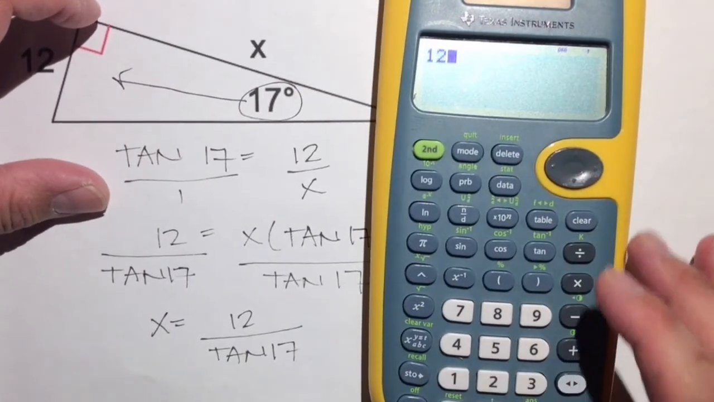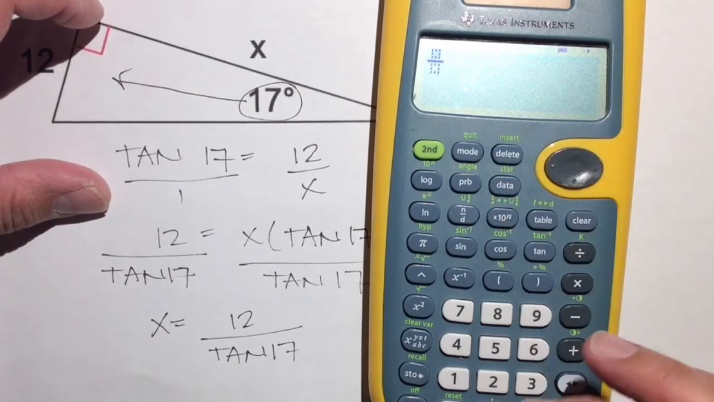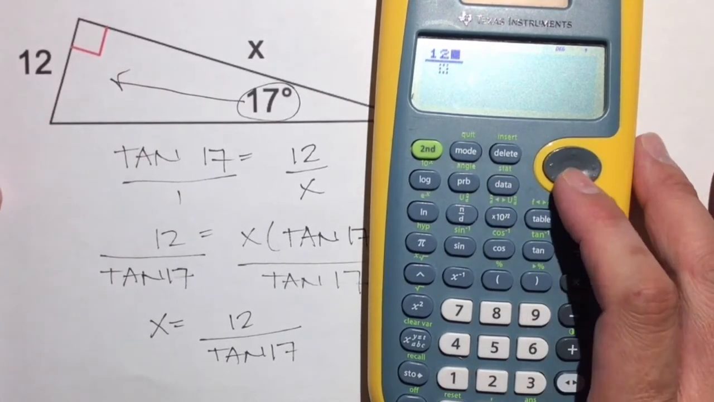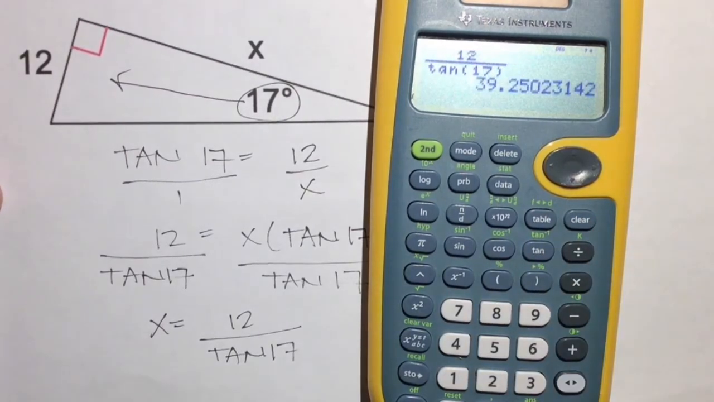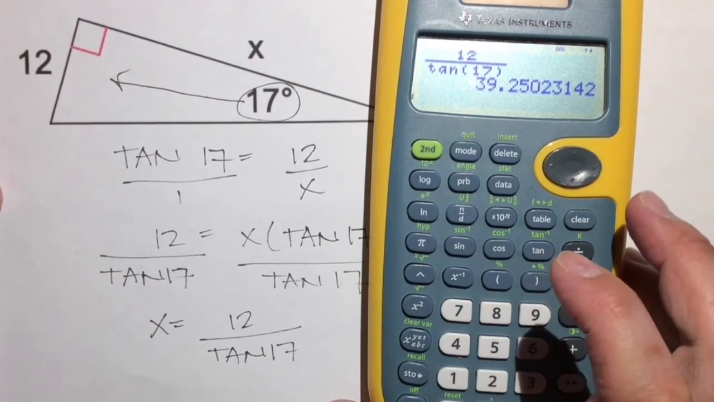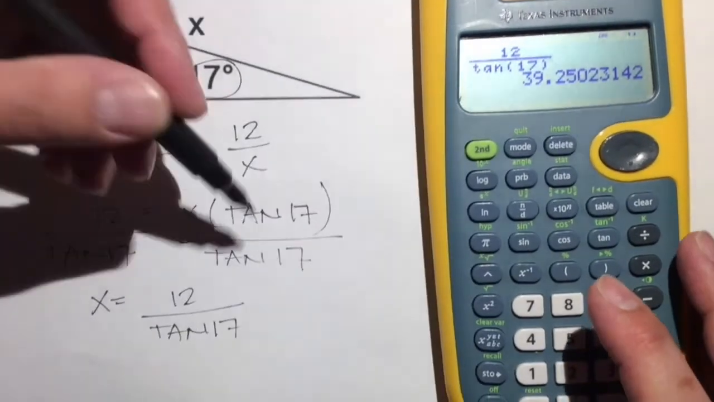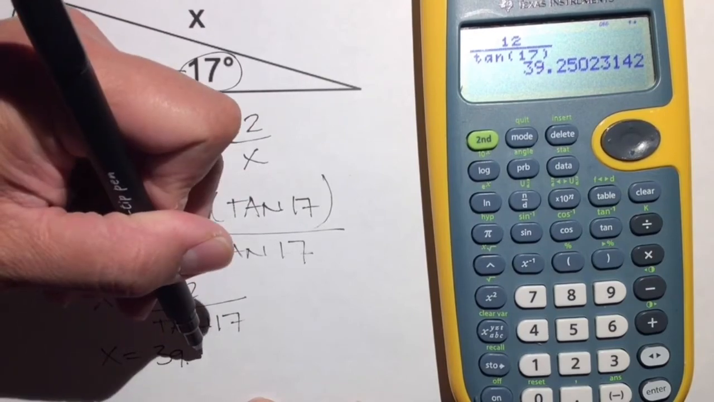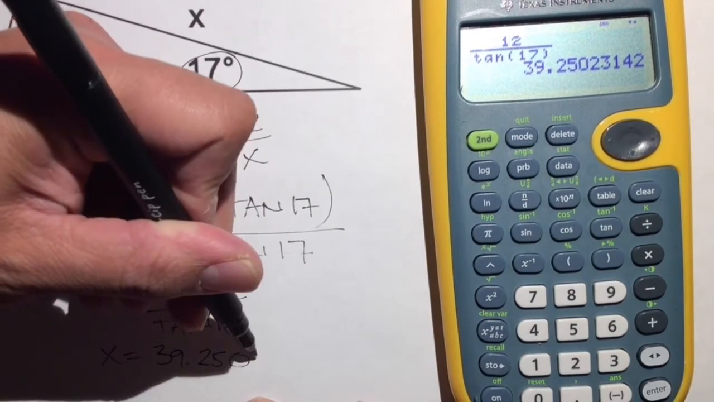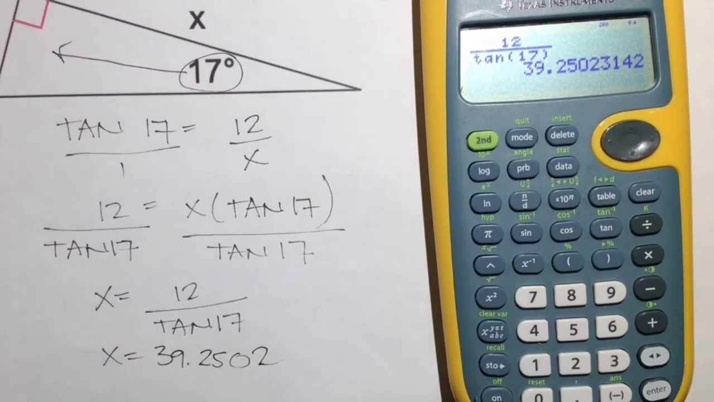And now I'm going to use just one calculator. 12. Actually, let's get fancy. 12 over tangent of 17. 39.2. Okay, so x is equal to 39.2502.